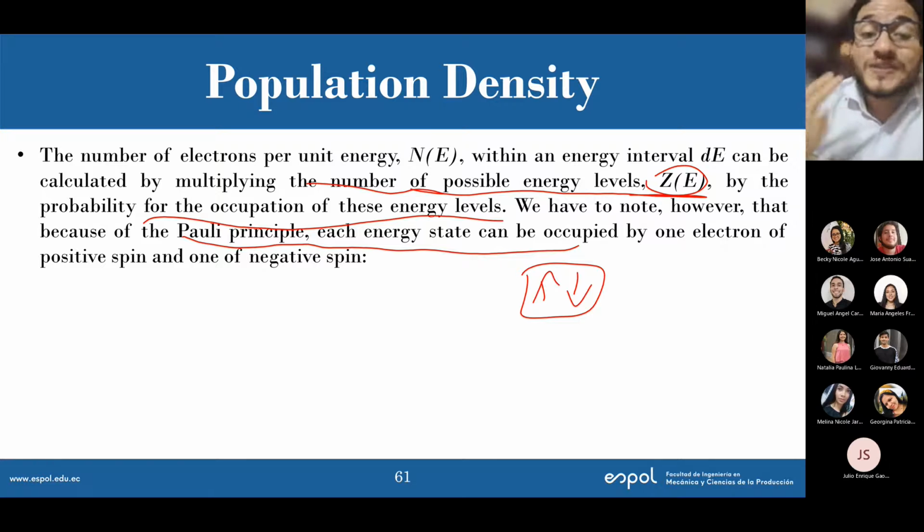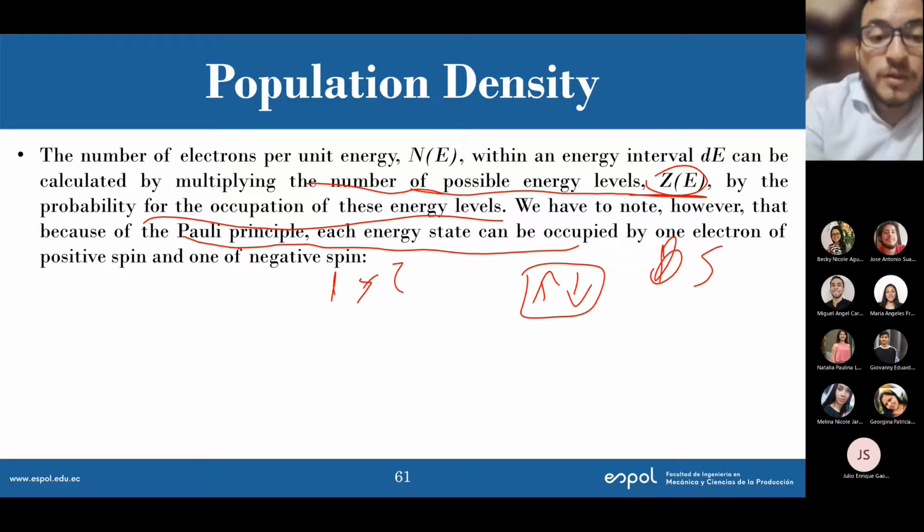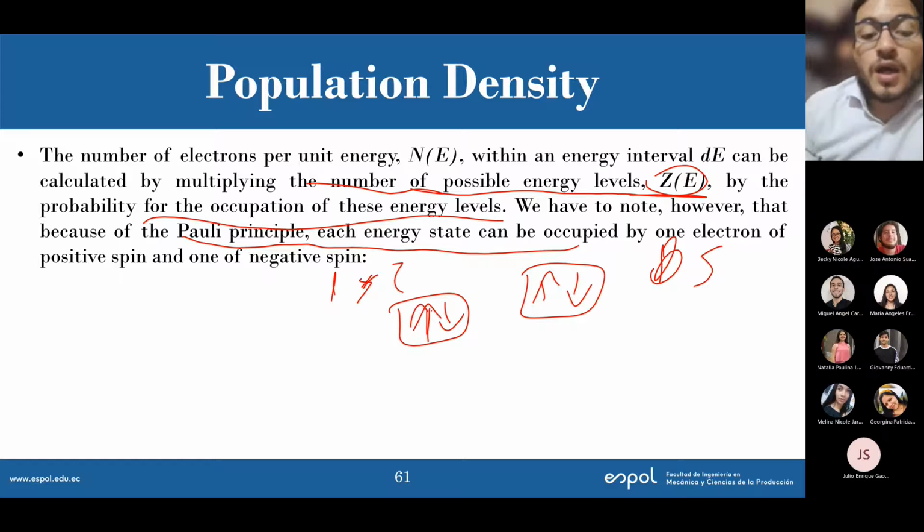So each energy state can be occupied by 1 electron of positive spin, and so this is a state, Natalia. I'm not sure if that's clear, but an energy state is what you call S, for example. Remember, you have S2, let's say, and the electronic configuration, let's say 1s2. In that state you have 1 electron with the positive and 1 with the negative spin. So that's an energy state. But anyways, I can come back to your question later.